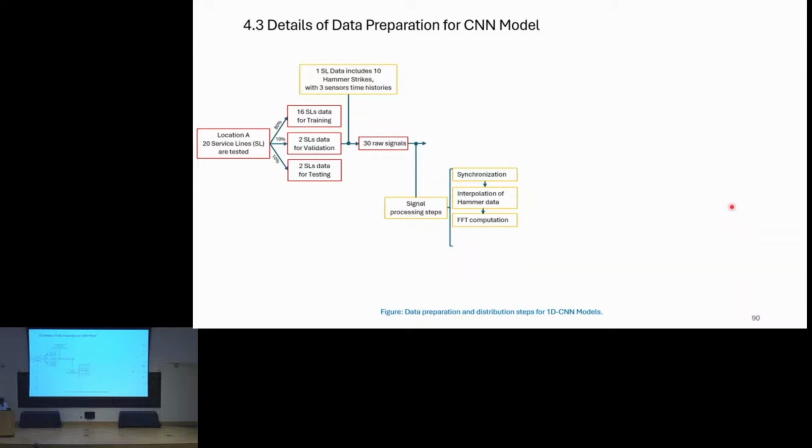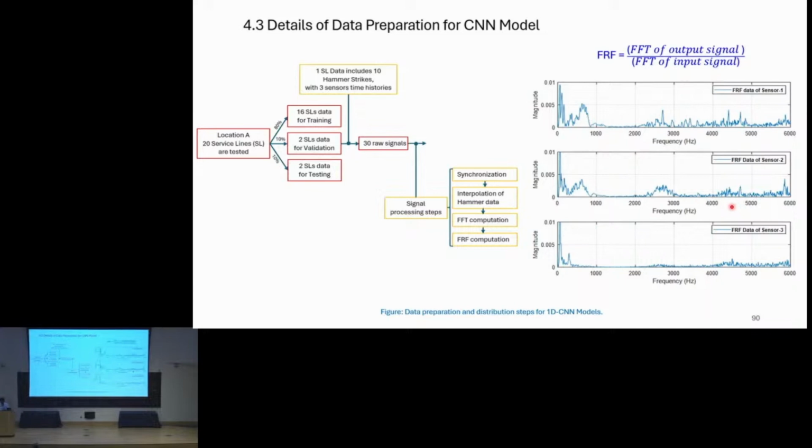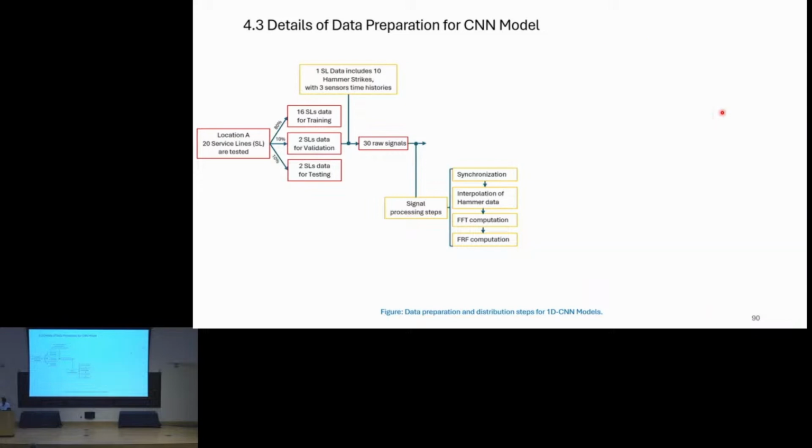But if you look at the FRF data that we get after calculating the output signal divided by the input signal, you can see there are some peaks in the high frequency region. Those indicate that the service lines also vibrate in the high frequency. So we use this data after signal processing.